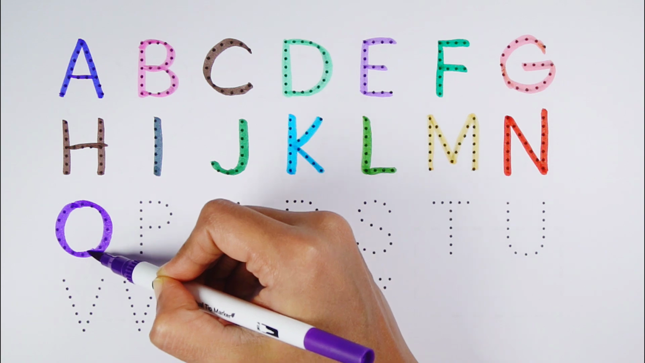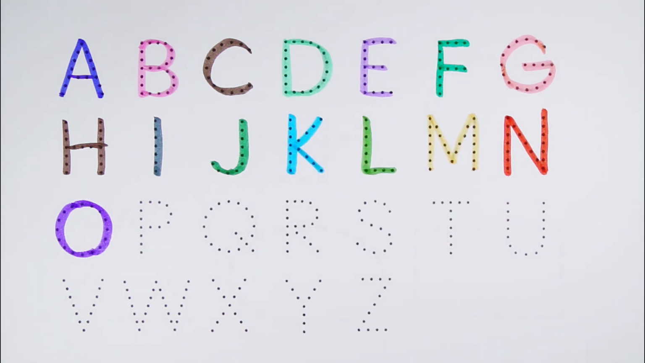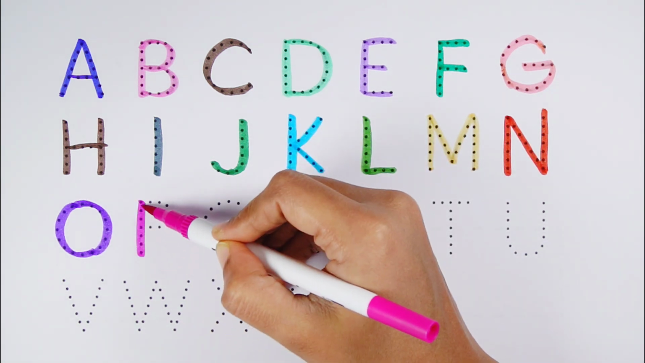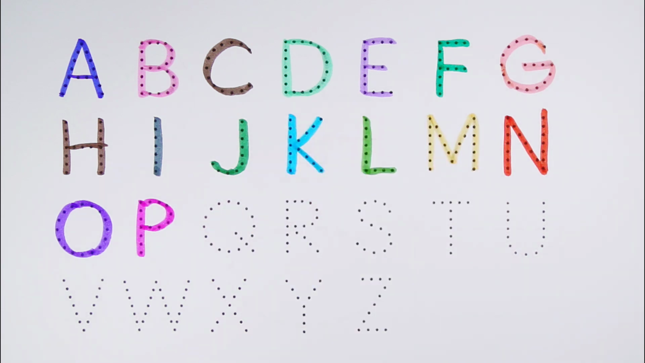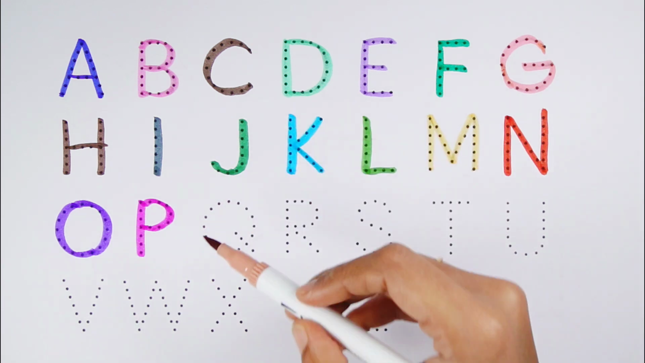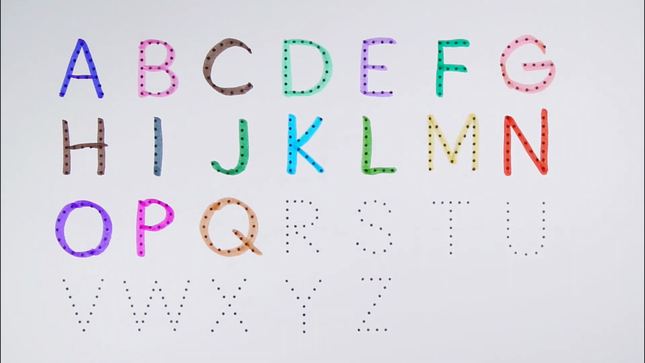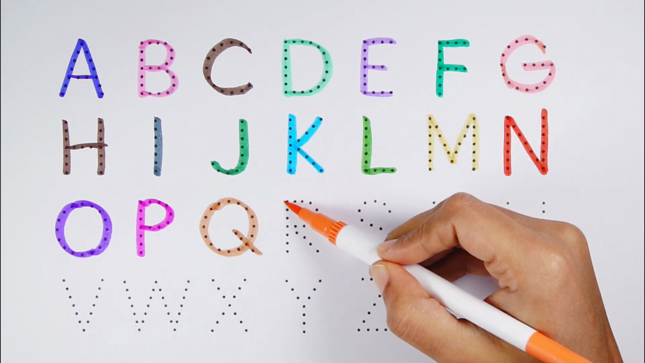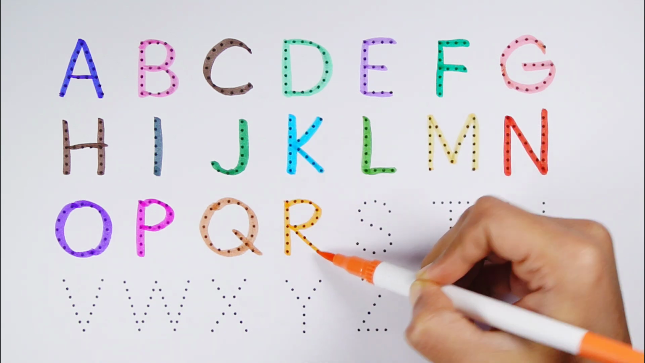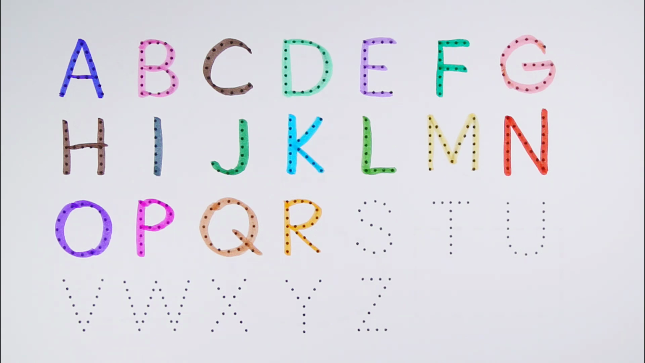O for ostrich. Ostrich. P for parrot. Parrot. Q for queen. Queen. R for rabbit. Rabbit.